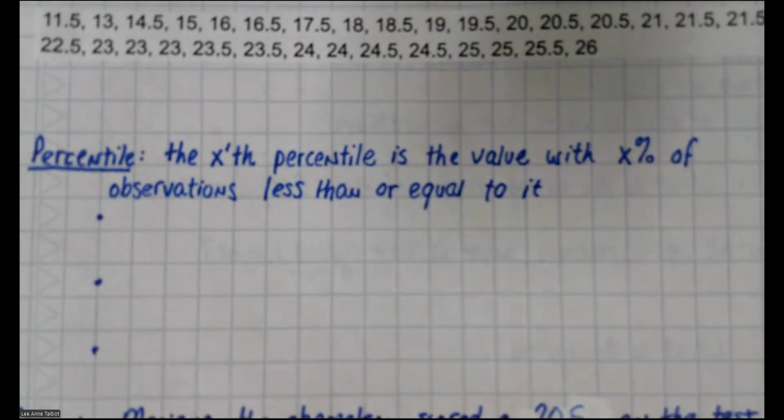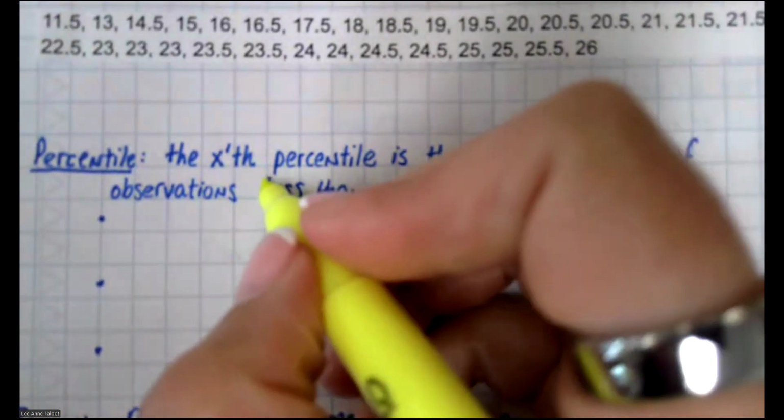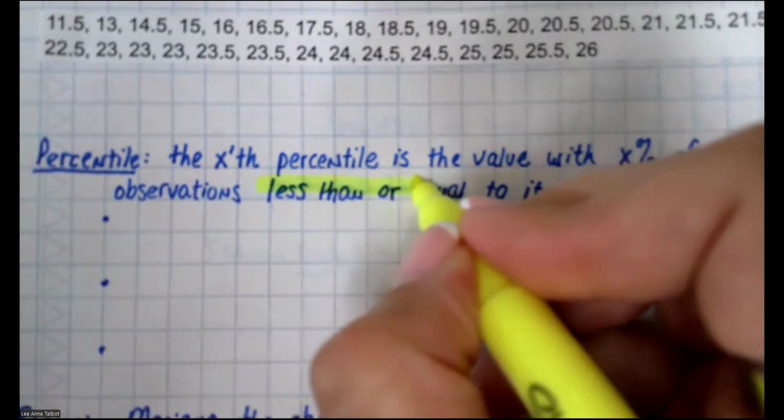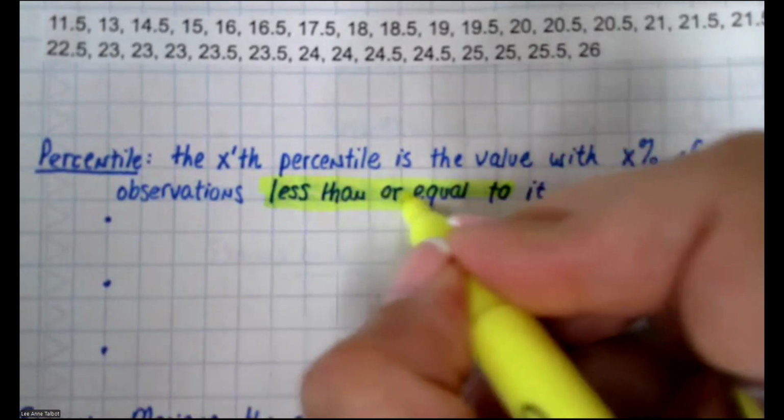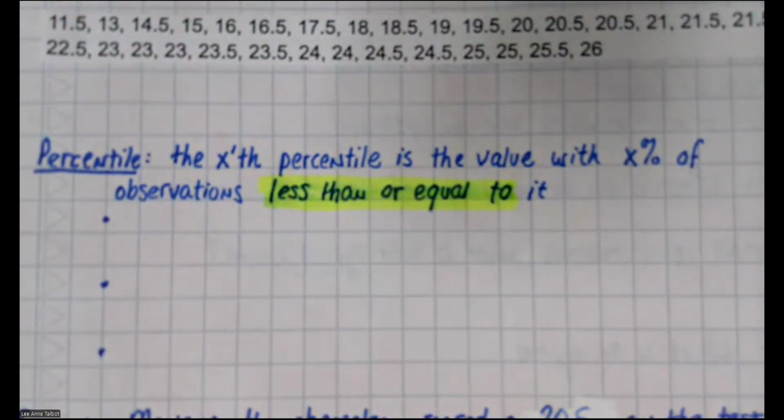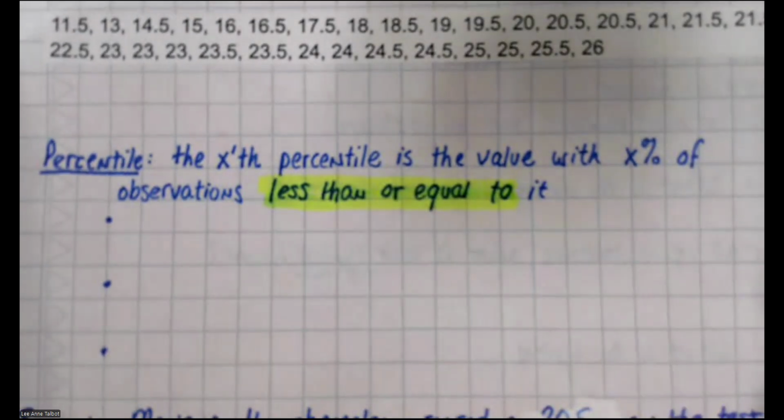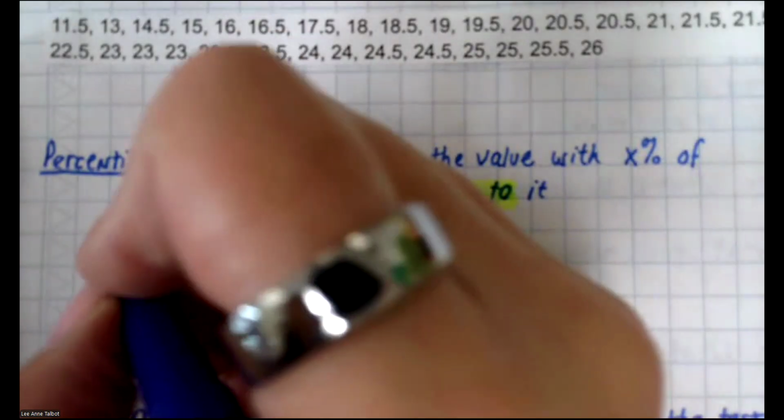I'm going to take my highlighter. I think there's highlighters in the basket if you want them. And I'm going to highlight the less than or equal to. That is the key piece of information in that definition. Something's percentile is a value with X% of observations less than or equal to it. Okay, and now I have some tips for you in my bullet points.